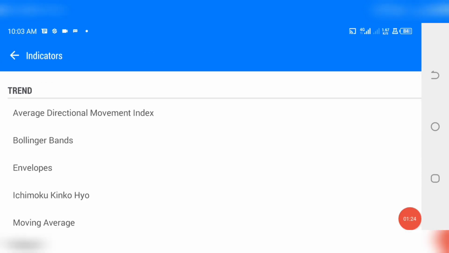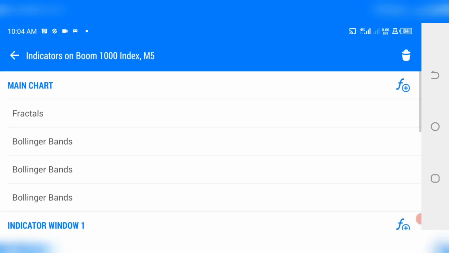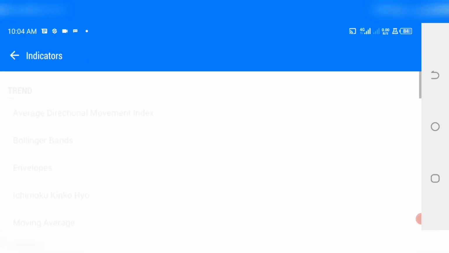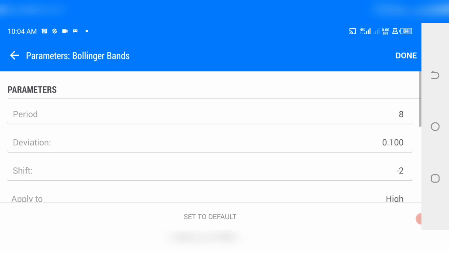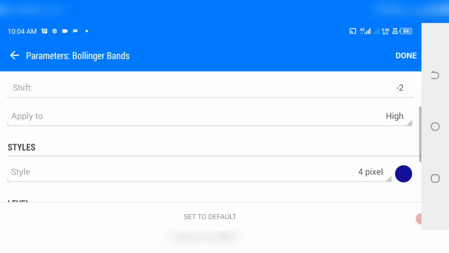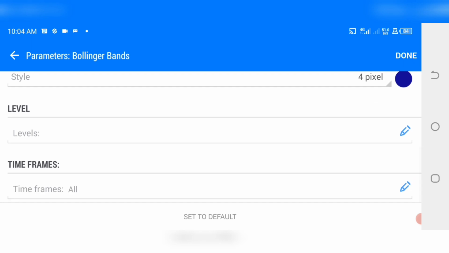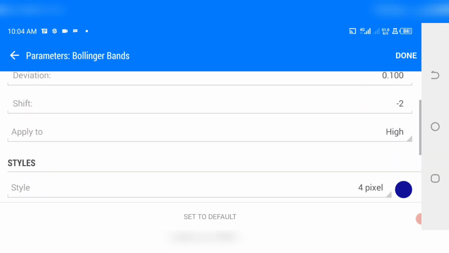Locate your Bollinger Bands. Go to main chart, locate Bollinger Band. Look at the setup. The setup is period 8, deviation 0.100, shift minus 2. Applied to should be high. Style should be 4 pixel blue. That's all.